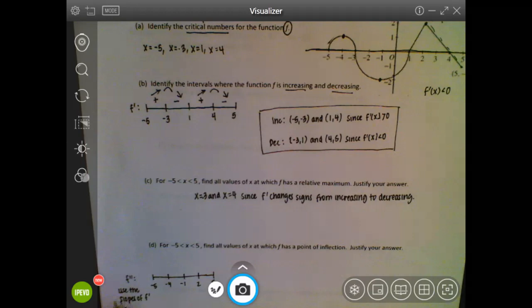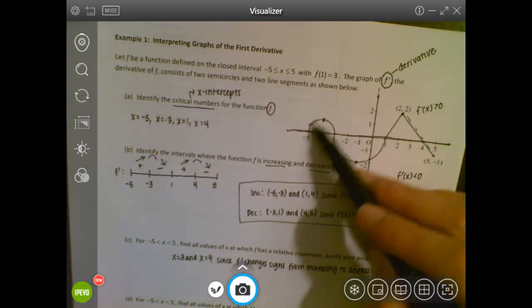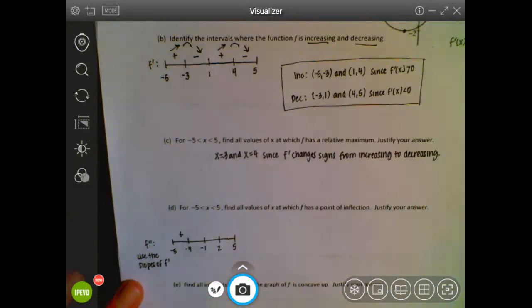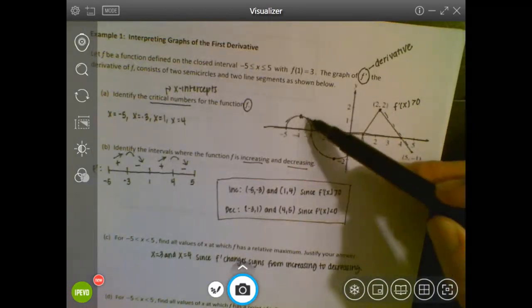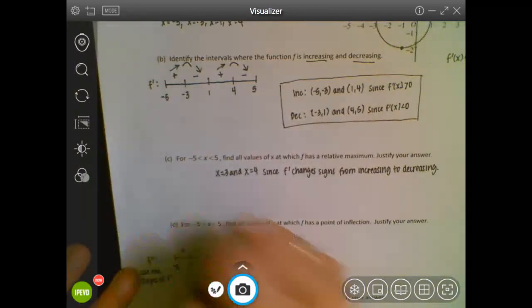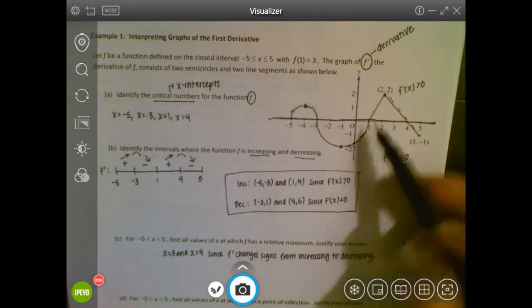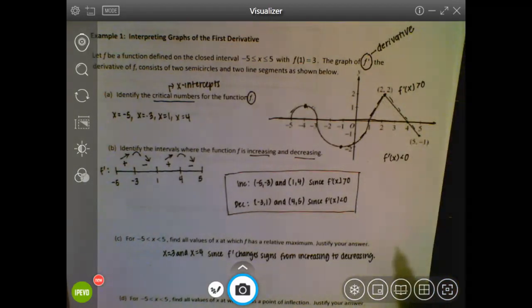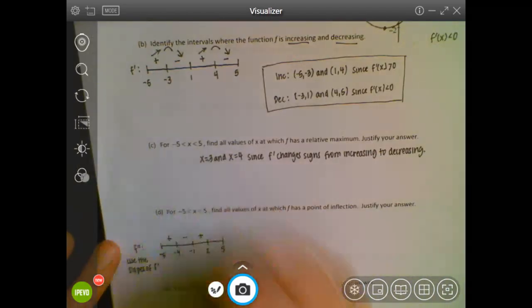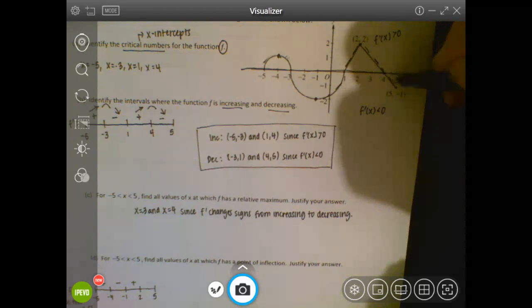So again, the reason that I'm picking these values is if I'm going from -5 to -4, the slopes of my tangent lines would be positive. So I'm going to go ahead and put a plus from -5 to -4. From -4 to -1, my slopes of my tangent lines would all be negative. So I'm going to go ahead and put a negative from -4 to -1. From -1 up to +2, the slopes of my tangent lines would be positive. And then from 2 to 5, my slopes of my tangent lines would all be negative.